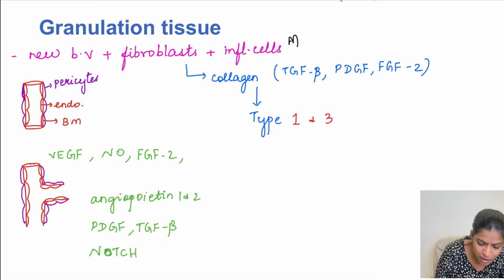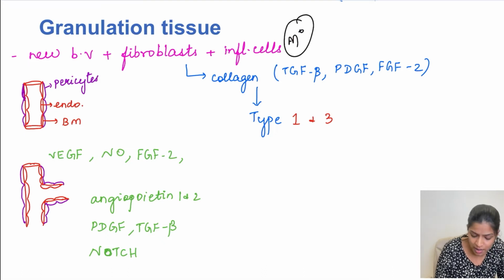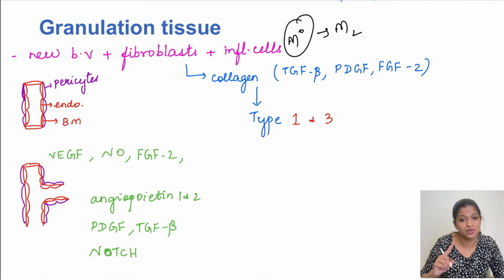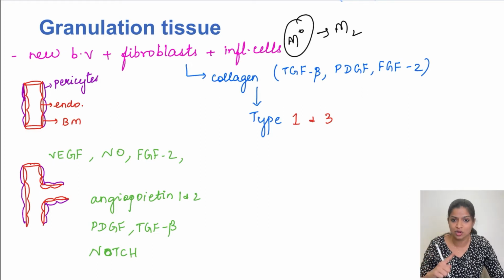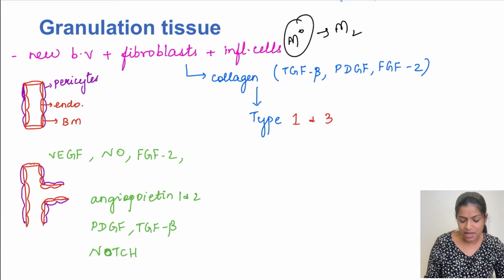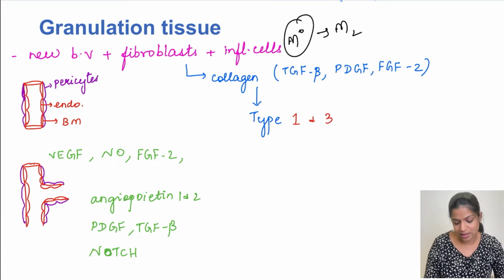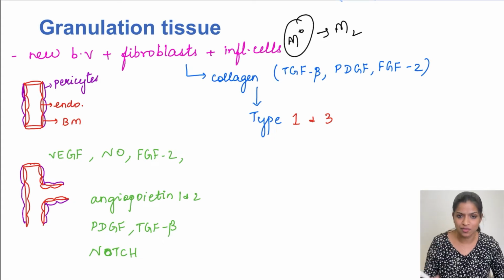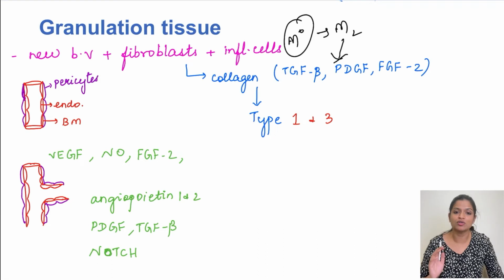And what kind of macrophages will it be? Remember, it was M2 macrophages which were responsible for tissue repair. This we saw in the previous video, right? And these M2 macrophages will produce anti-inflammatory cytokines and fibroblastic cytokines like TGF-beta, PDGF, fibroblast growth factor like FGF2. Other than that, interleukin 6 and 10, which were anti-inflammatory cytokines, right? So all of these cytokines are going to be produced by the M2 type of macrophages.